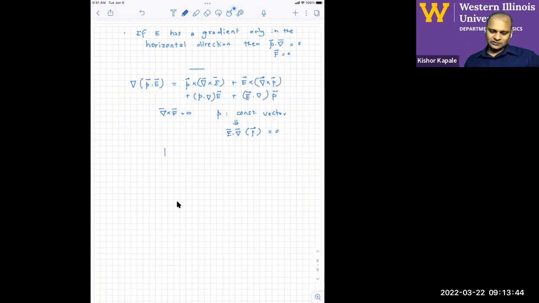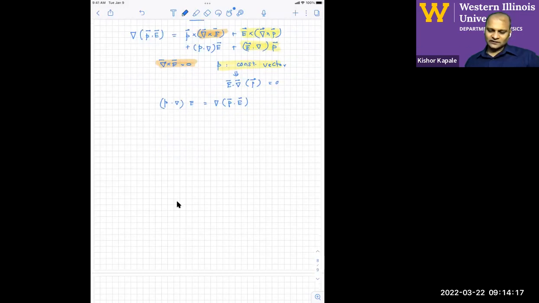And so what you get is P dotted with gradient of E is equal to divergence of P dotted with E. Let's see what happens to del cross P. Oh, even the second term is zero. So I'm going to highlight the terms that are zero. This is zero, that's zero, because P is a constant vector. And the first term is zero because of this. And so only one term remains.